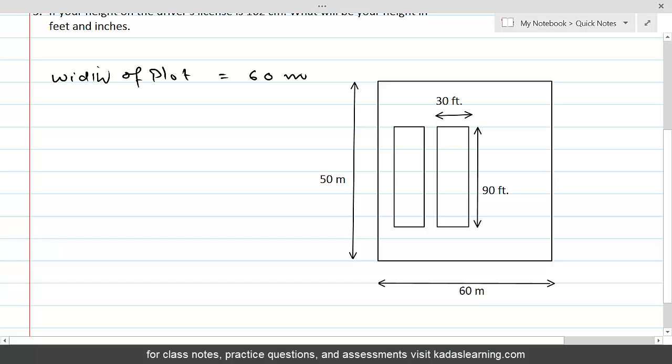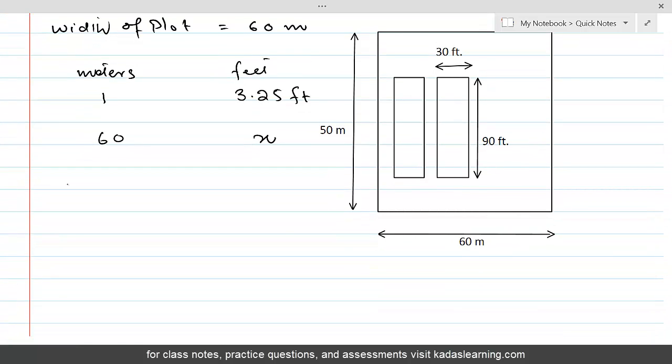60 meters. Since we know that 1 meter in meters and feet, 1 meter represents 3.25 feet. So 60 meters will represent how many feet? We have no idea. That's why we call it X. The ratio of numbers in meters is same as ratio of numbers in feet.